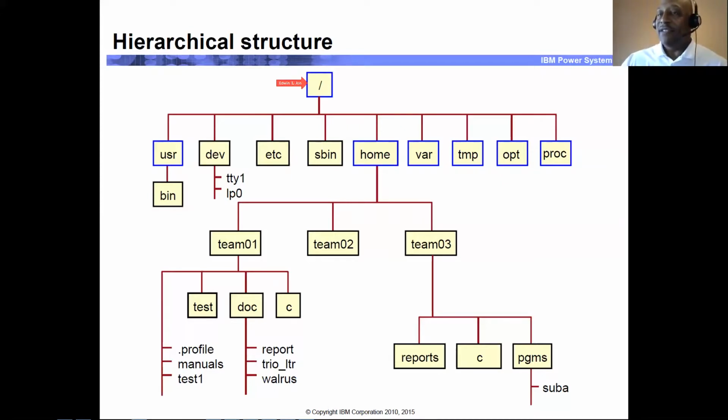Team03 has several different directories in it. One of those is PGMS, programs, that contains a file by the name of suba, or sub A, if you will. All right. So again, this is looking at a typical hierarchical file system structure. This is fundamental to root. Everything begins at root, or /, if you will. And again, these directories have different purposes.